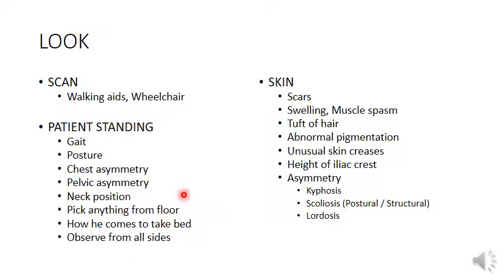We need to do this examination with the patient standing, and you stand behind the patient and observe the skin over the back. You need to observe for any scars, any swelling or any muscle spasms, any tuft of hair, especially towards the end, which might indicate a congenital abnormality like a hidden spina bifida. Look for any abnormal pigmentation in the back, like café-au-lait spots, and look for any unusual skin creases, which might indicate that the spinal curvature is not normal.